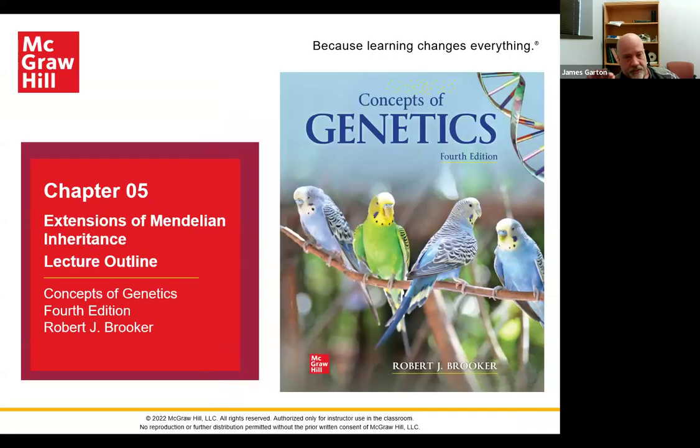On to chapter 5. And chapter 5 is basically extensions of Mendelian inheritance. Depending upon when you took Biology 1033 and who you took it from, this is more of a review. It depends upon how much genetics your Biology 1 teacher knew.